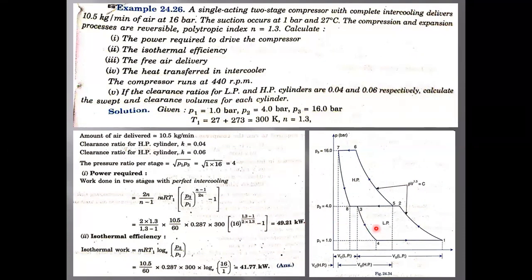So he asked us to find the clearance volume and swept volume for the low pressure cylinder, also for the high pressure cylinder. Okay, first of all, write whatever data he has given. First of all, write: given a single acting two-stage compressor. Write that also. It will make a lot of impact if you practice writing this. Whatever the type of compressor he has given, it will help you in solving the problems and in understanding the problem very easily.